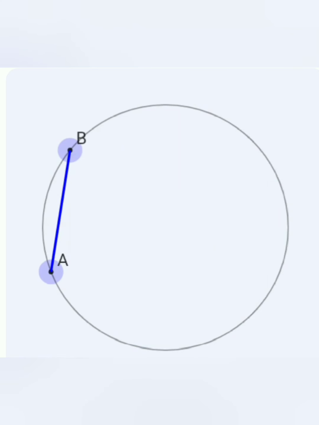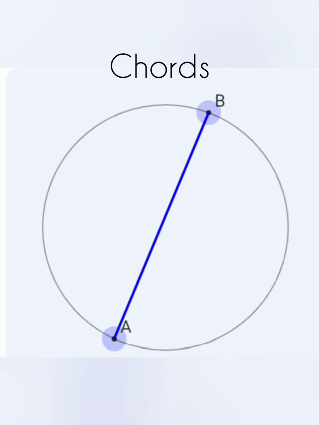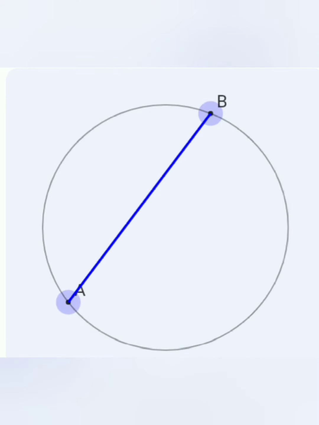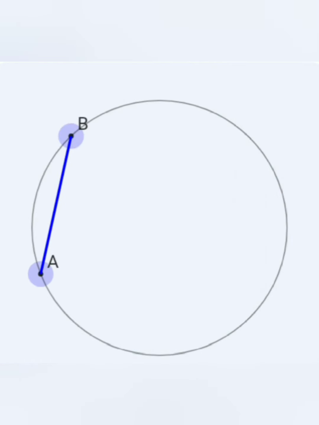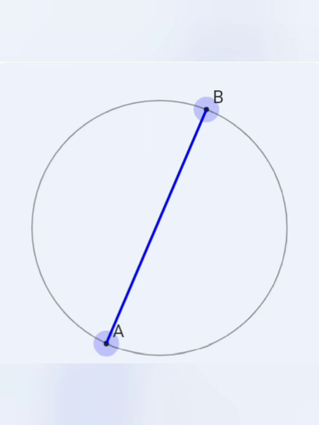Next one we have a chord. A chord is a straight line segment joining any two points on the circle as shown in the figure. A chord that passes through a circle's center is known as a diameter. If the chord itself passes through the center, then it will become a diameter.